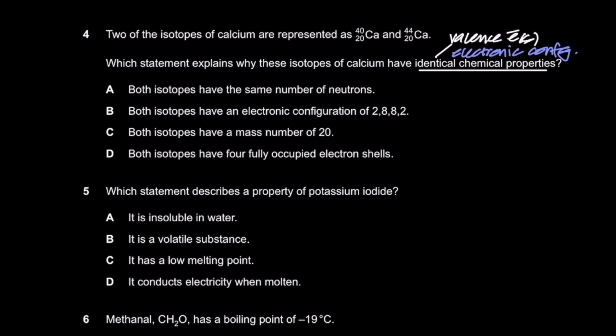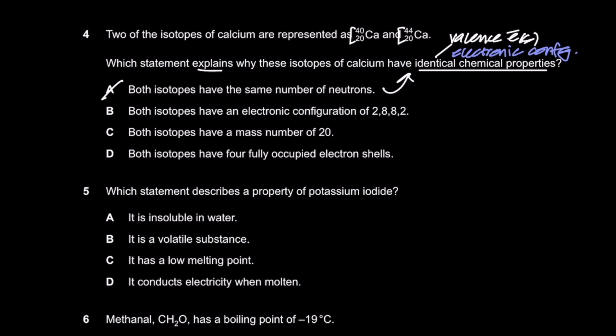Both isotopes have the same number of neutrons. Sir, firstly, they don't have the same number of neutrons. This has 20 neutrons and this has 24 neutrons. So that's wrong. But even if the examiner had said they have different number of neutrons, even then I would not check A out because that's not the reason, that's not the explanation to it. So if I were the examiner, I would make this MCQ harder by giving you correct statements.